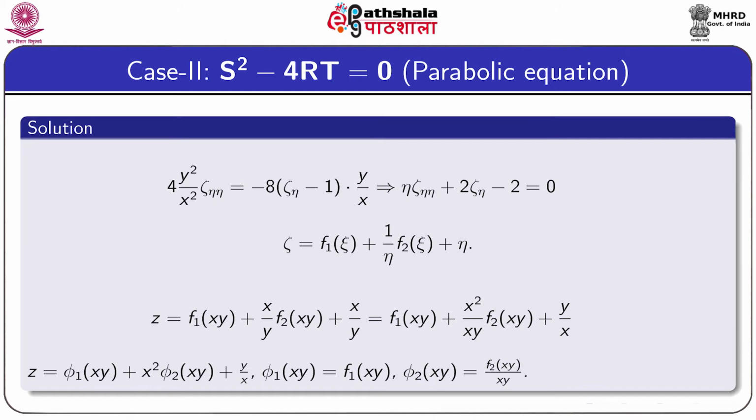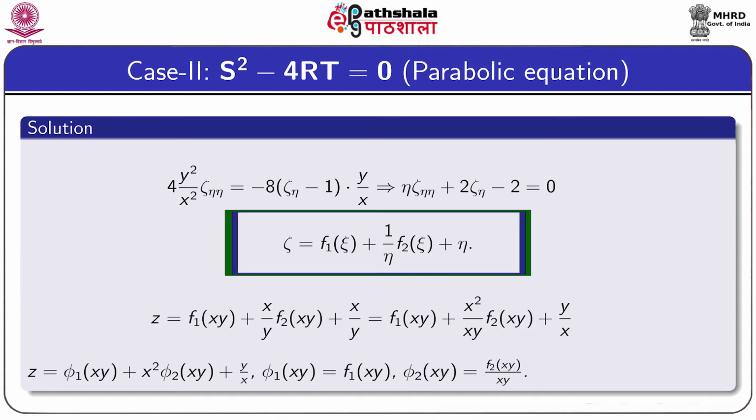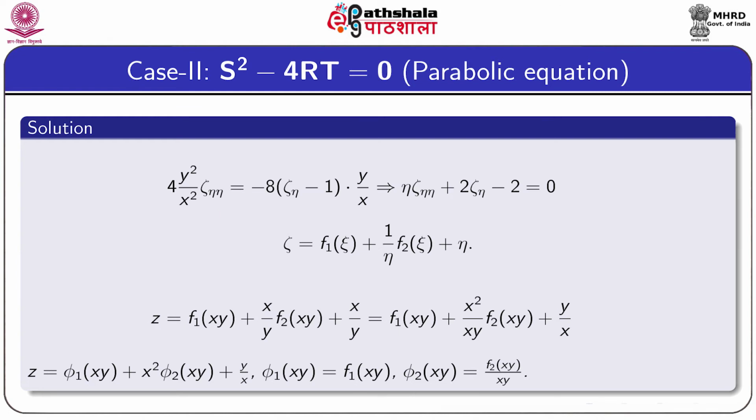Substituting these values, we get the equation in the transformed coordinate system as zeta eta eta plus 2 zeta eta minus 2 equals 0, and its solution is zeta equals f1(xi) plus 1 by eta f2(xi) plus eta. Now, in terms of x, y, z, the solution becomes z equals f1(xy), where the value of xi is xy and the value of eta is y by x.